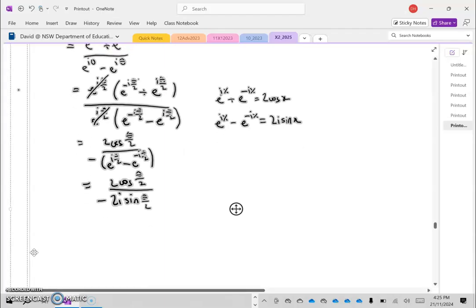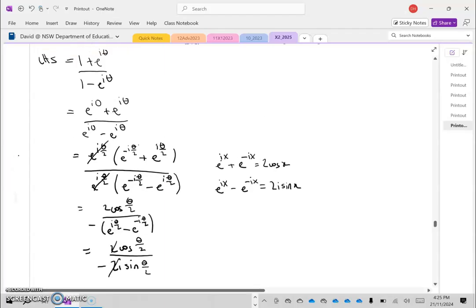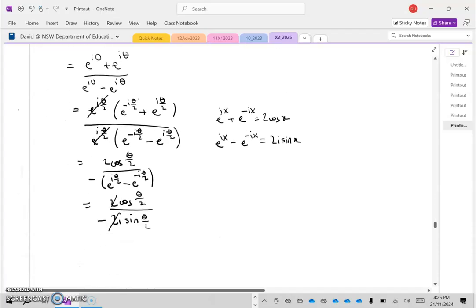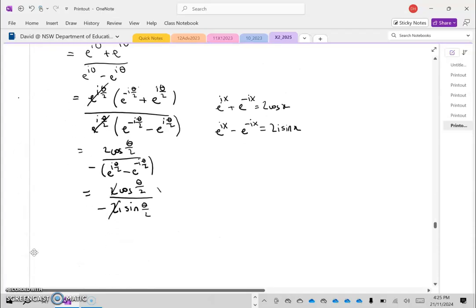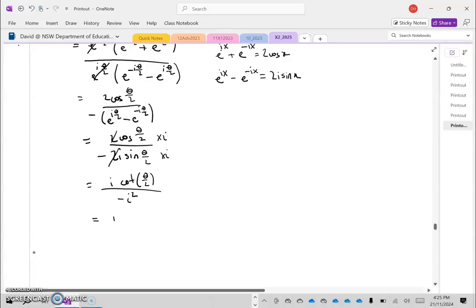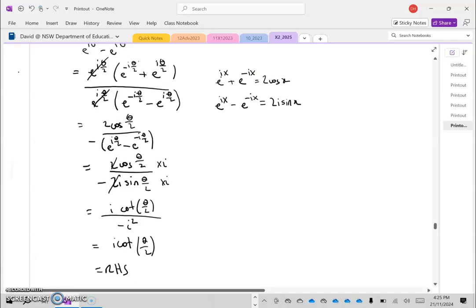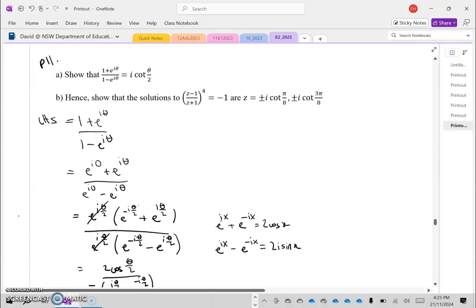Okay, so 2's will cancel. I'm very close now. I just need to get an i there. So I can times top and bottom by i. Yep, so I'll have i. Cos on sine is cot theta on 2. And then I've got 2 over negative i squared, and negative i squared is just 1. So that equals 2i cot theta on 2, which equals the right-hand side. Okay, so that's the first part done.